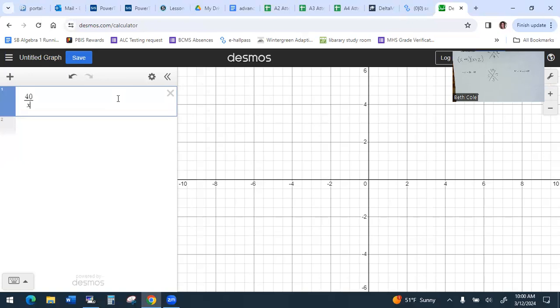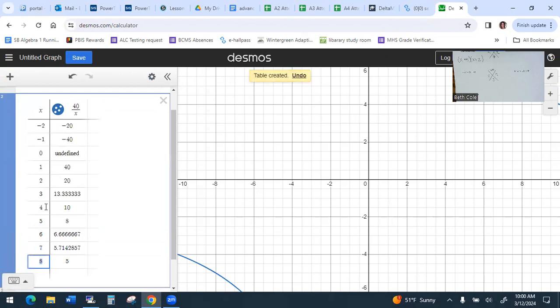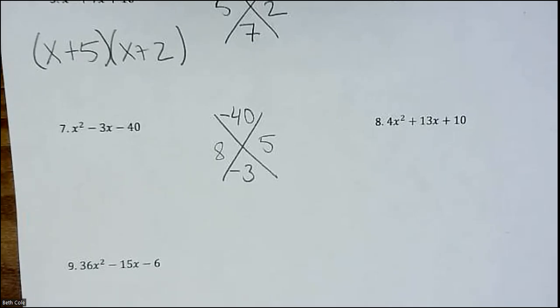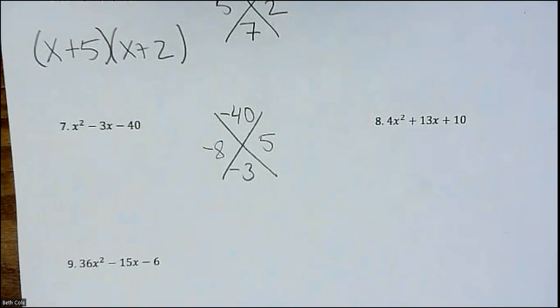40 divided by X. Hold on, I'm not there. Do you guys remember how to do this to help you find the numbers if you need to? All right, because Desmos will be a good help for that. So yes, which one is going to be negative? The 8 is going to be negative. Negative 8 plus 5 gives you negative 3.